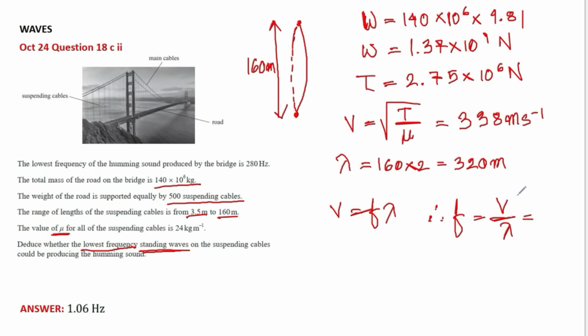So what is the value of V? We just found out 338 divided by, we just found out lambda, 320. And the value that you get is 1.06 hertz. There you go. I think this was one of the lengthiest calculations. And you can see in every step of the way, you had to recall one equation or the other.